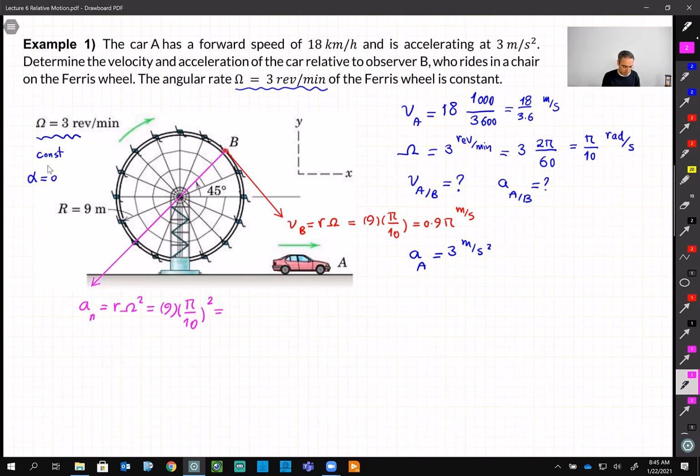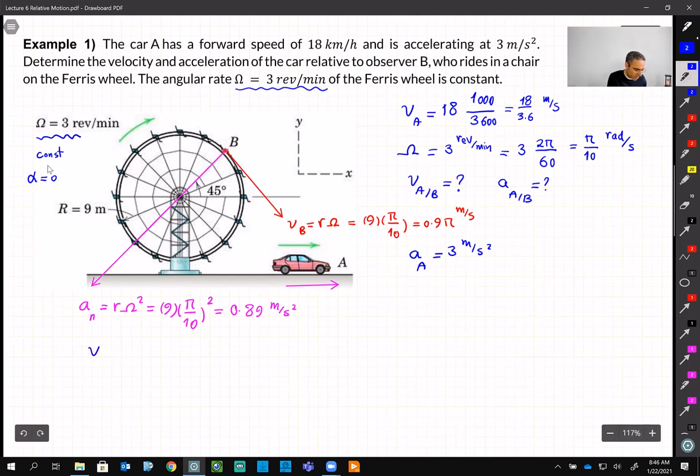Let me simplify this one and see. I use my calculator. Multiply by 9 divided by 100. So it gives me 0.89 meter per square second. So this is our setup. We now have everything that we need, right? We have the acceleration, we have the velocity, so this car also has an acceleration. All you need to do is just write down the relation here.